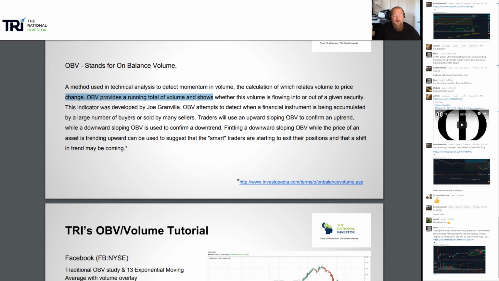And of course, we start to get into divergence here. If you find a downward sloping OBV while the price of an asset is trending upward, it can suggest that the smart traders are starting to exit their position, that money's starting to come out of the asset, and can predict a reversal in price movement.